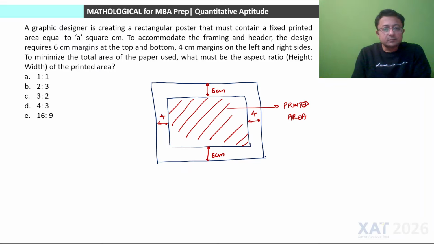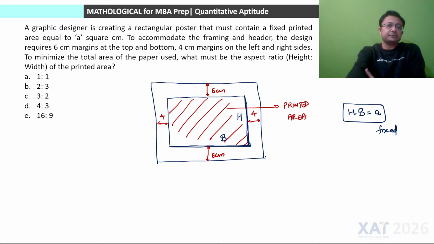Okay, so let us assume that this is base, so base is equal to B, and this is height. Let us say height is equal to H. और फिक्स क्या है? H into B is fixed. H into B, this is equal to A. So this is fixed. Product of height and base, that is fixed. And we have to minimize the total area of the paper used. This has to be minimized.